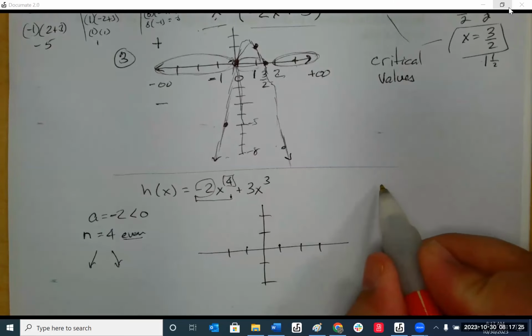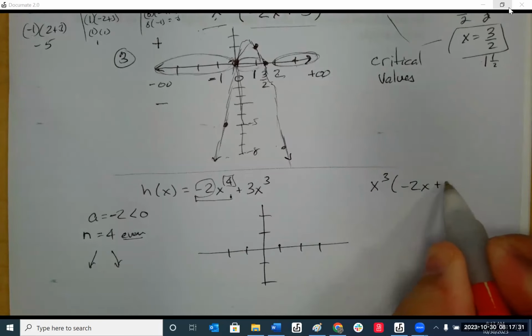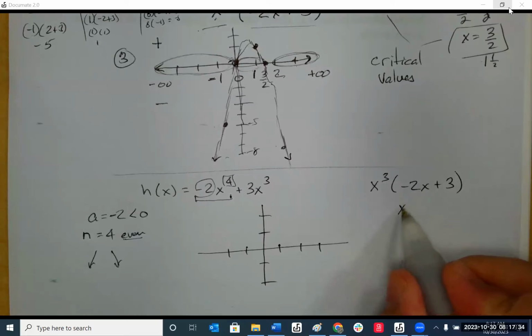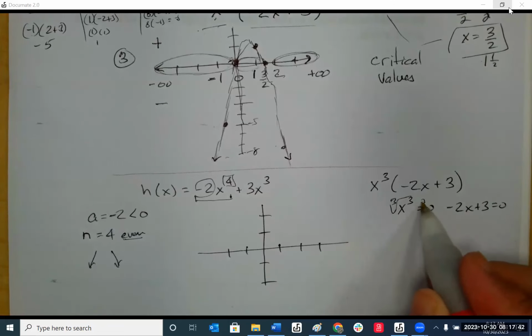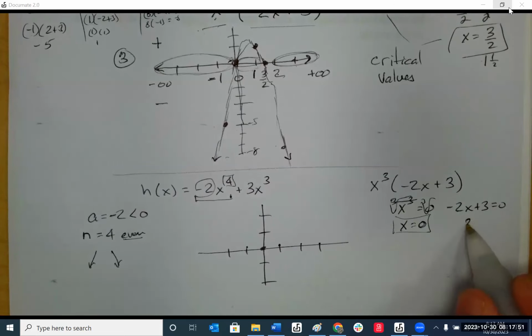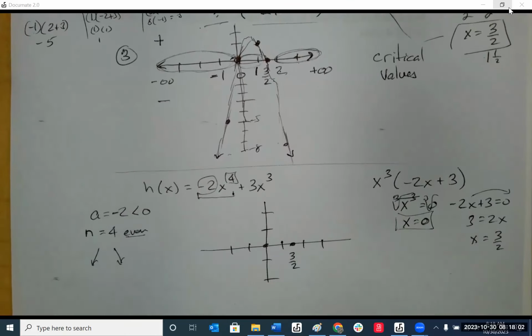So we find the x-intercepts. We factor out the x cubed, which gives us -2x plus 3. Set those both equal to 0. Cube root this one, so x is equal to 0. Three equals 2x. I move that one over there and divide by 2. So x is equal to 3 over 2. Those are my only two x-intercepts.